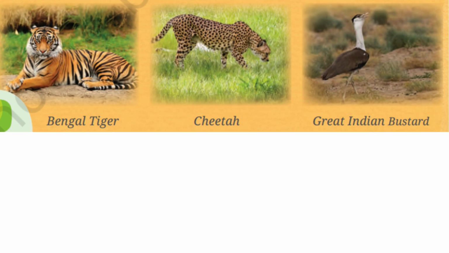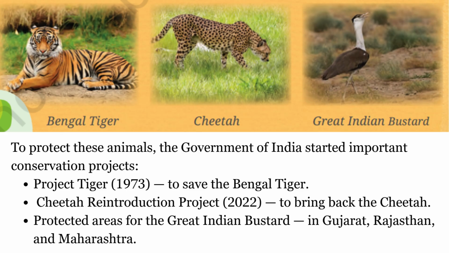Some animals in India, like the Bengal tiger, cheetah, and great Indian bustard, are declining in number because their natural habitats are being destroyed due to human activities. To protect these animals, the government of India started important conservation projects like Project Tiger to save the Bengal tiger, Cheetah Reintroduction Project to bring back the cheetah, and protected areas for the Great Indian Bustard in Gujarat, Rajasthan and other states. These efforts help to conserve biodiversity and protect endangered animals.